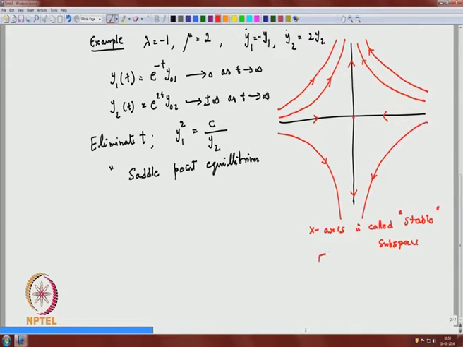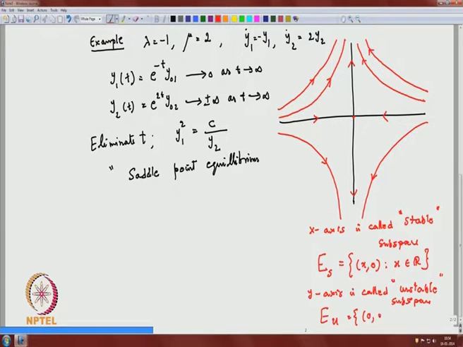And you will define E^s as the stable subspace, as the set of all elements of the form (x, 0) with x in R. And the y axis is called the unstable subspace, that is E^u, the set of all elements of the form (0, y) with y in R. Together, R2 can be decomposed into E^s plus E^u.